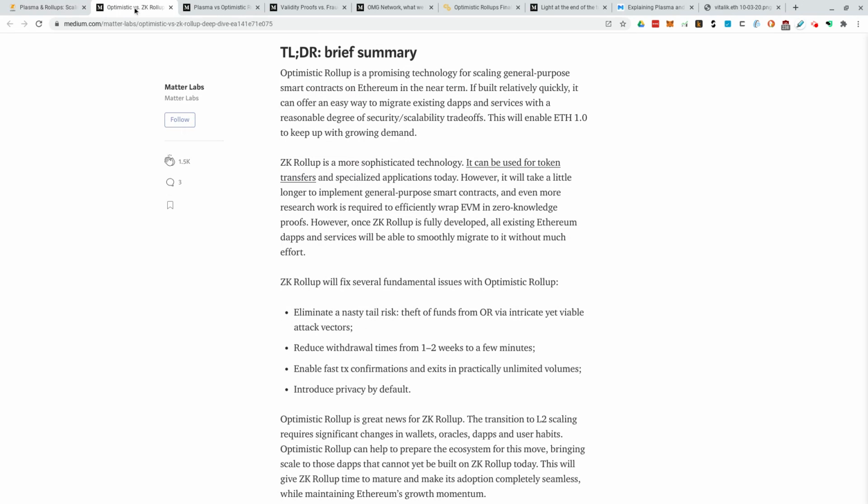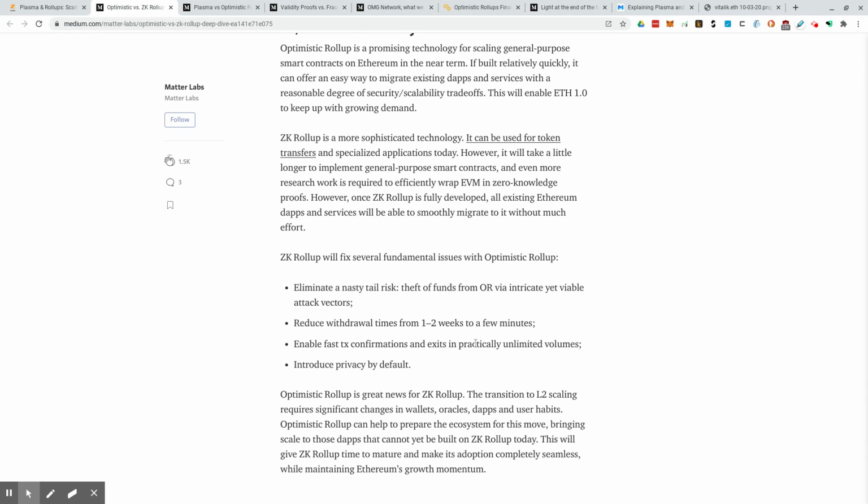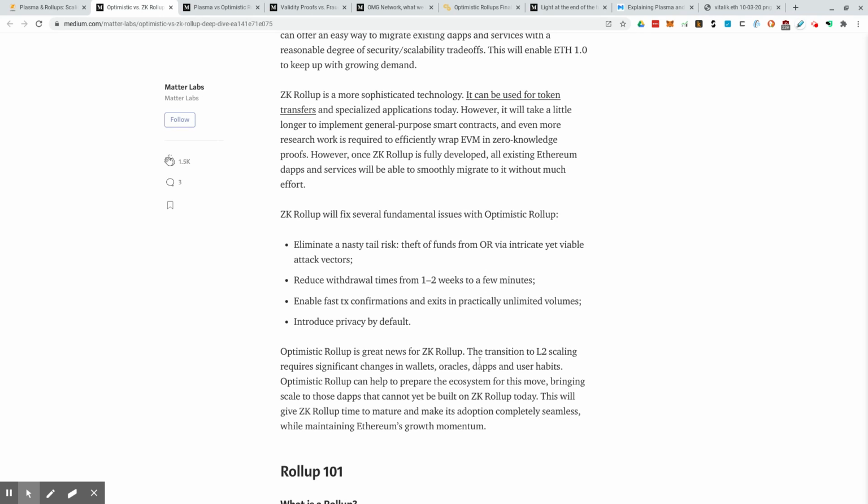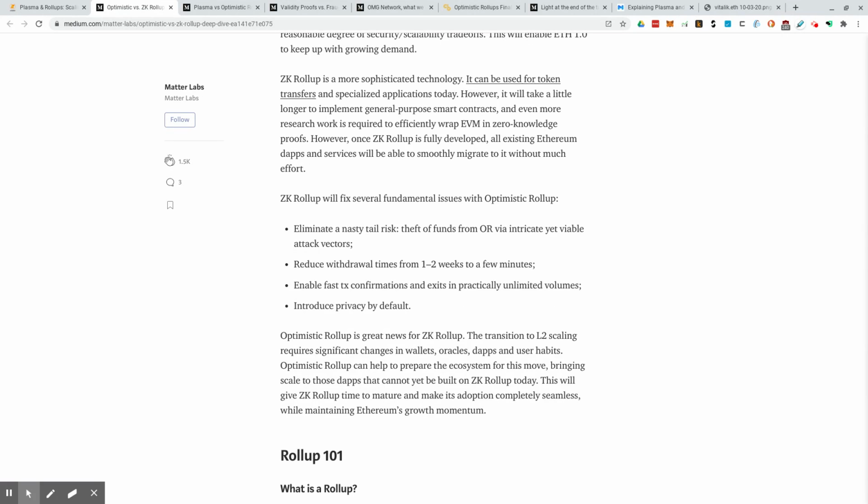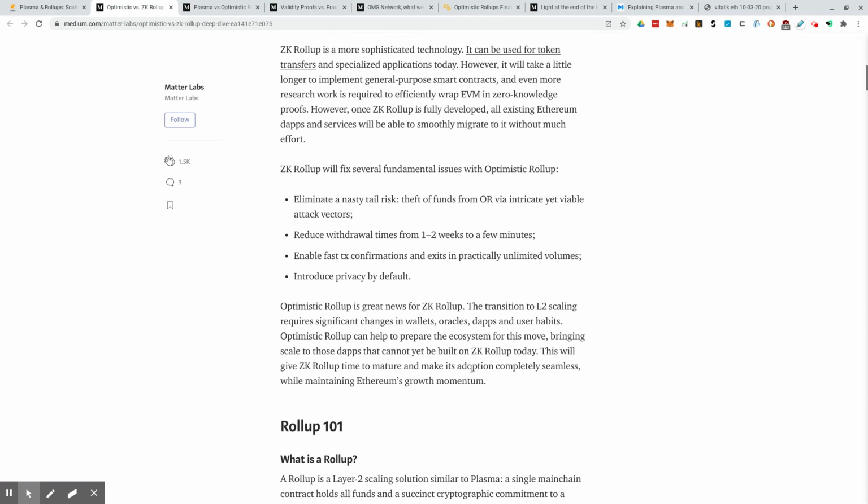One thing here that I brought up is the difference between ZK rollups and optimistic rollups. ZK rollup will fix several fundamental issues with optimistic rollups. It will eliminate a nasty tail risk, theft of funds from optimistic rollup via intricate yet viable attack vectors. It will reduce withdrawal times from 1 to 2 weeks to a few minutes, enable fast transaction confirmations and exits in practically unlimited volumes, and introduce privacy by default, because of ZK SNARKs, which are a privacy way of transacting on the Ethereum blockchain. Optimistic rollups is great news for ZK rollups.